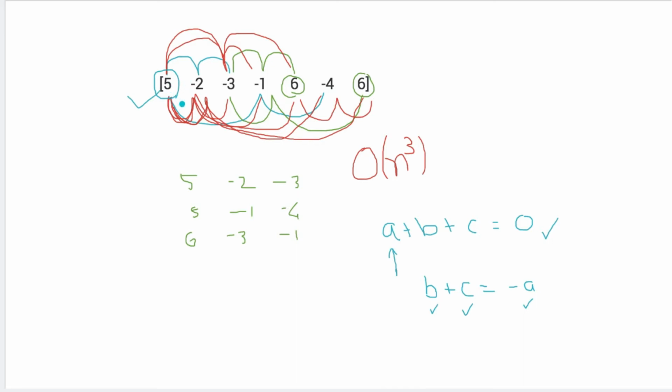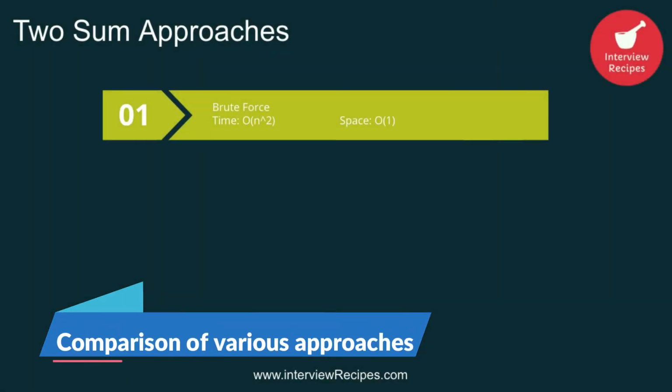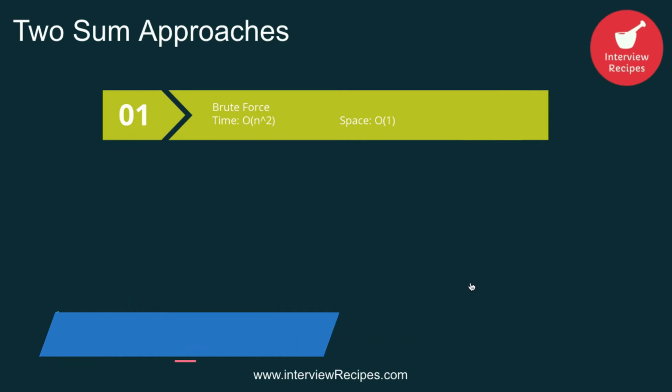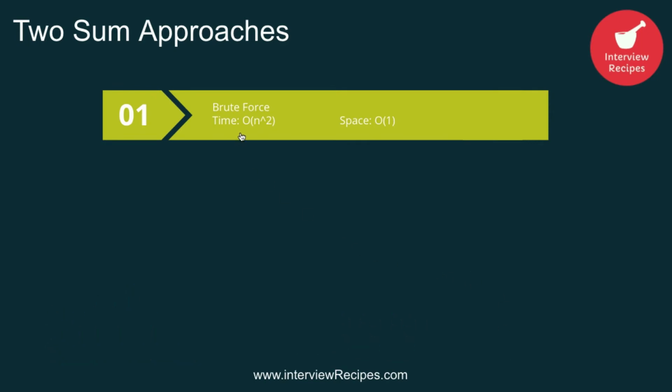So whatever solution we pick for the two-sum problem, we need to multiply the time complexity by n to get the time complexity of the three-sum problem. The first approach that we saw for the two-sum problem was the brute force approach, where the time complexity was big O n square and space complexity was big O 1. In this case, for the 3-sum problem, the time complexity will be big O n cube, that we already saw, and the space complexity is still the same.